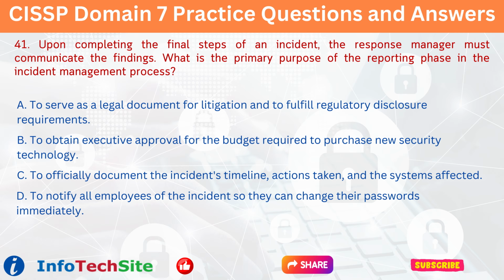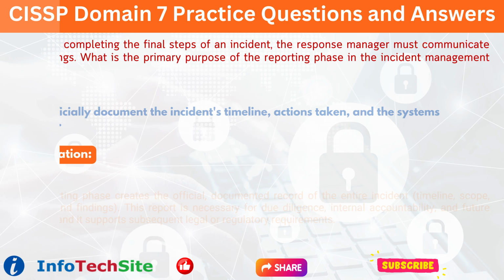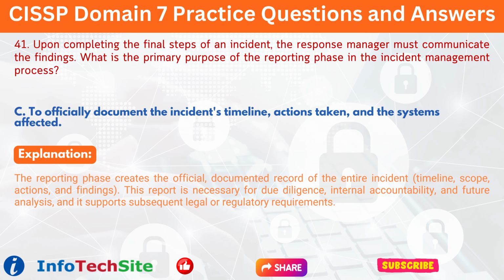C. To officially document the incident's timeline, actions taken, and the systems affected. D. To notify all employees of the incident so they can change their passwords immediately. The correct answer is C. To officially document the incident's timeline, actions taken, and the systems affected. Explanation. The reporting phase creates the official, documented record of the entire incident: timeline, scope, actions, and findings. This report is necessary for due diligence, internal accountability, and future analysis, and it supports subsequent legal or regulatory requirements.